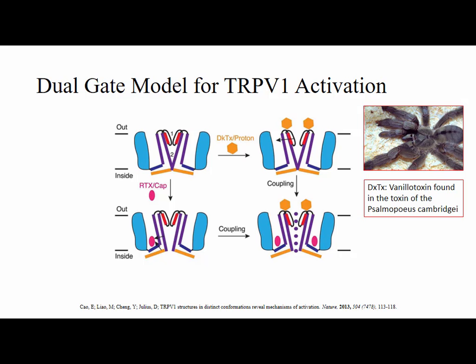And just for the sake of fun, I have DkTx attached with a proton, and DkTx is a vanilla toxin, which is found in the venom of the Psalmopoeus cambridgei, which is the tarantula spider.